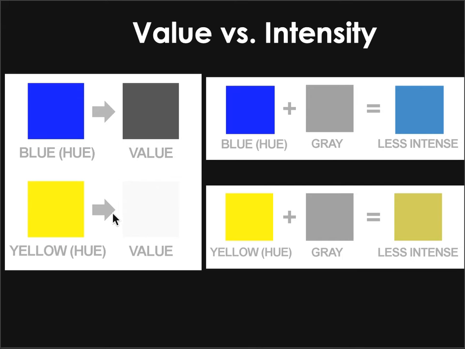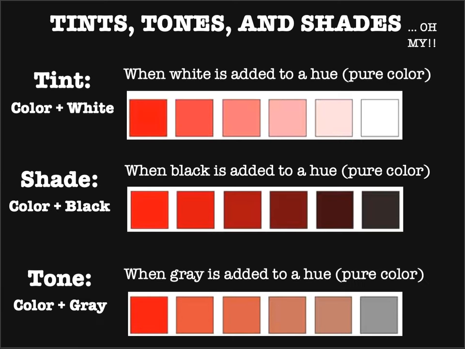Intensity, on the other hand, is the amount of purity, of trueness in the hue. So we can change the intensity of something by adding gray to it. And gray is a mixture of white and black, known as tone. All right, so when we add gray to something, we are making it less intense. We are dulling it. When we want to change the value, we add black or white. So let's talk about these black, white, and gray, tint, tone, and shade.